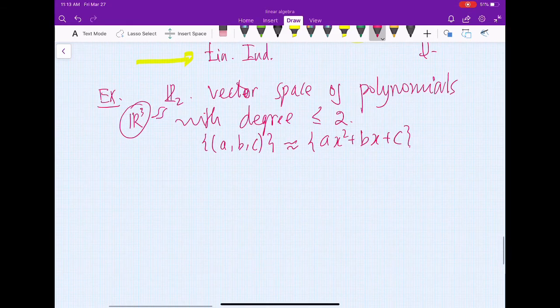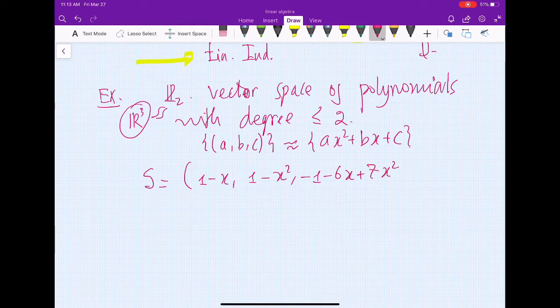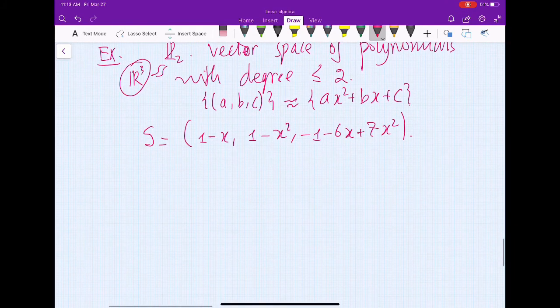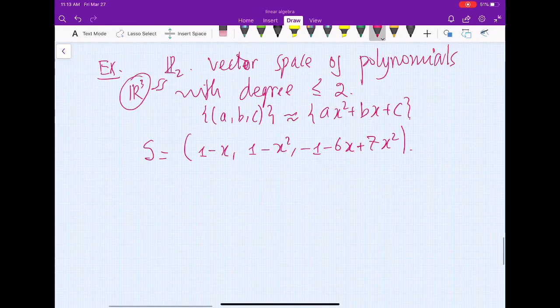All right, so they give you S, which is 1 minus x, and then 1 minus x squared, and then negative 1 minus 6x plus 7x squared. They ask you to determine if S is linearly independent or not. If S is linearly independent, S will span the whole P2. Is that correct? Because we have 3 vectors and they are linearly independent, and P2 has dimension equal to 3. Okay? So in order to solve this problem, I really recommend you to use this relation.